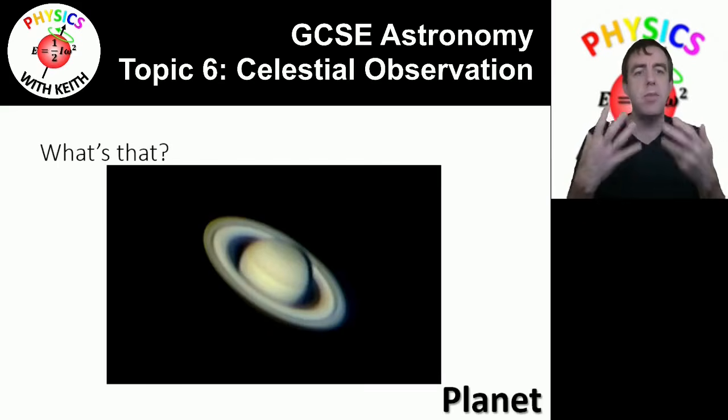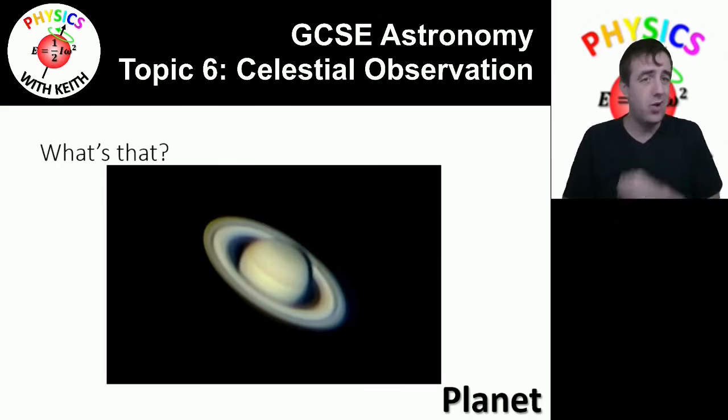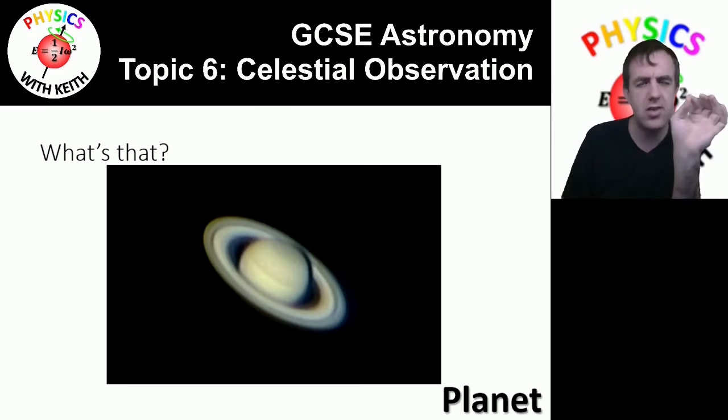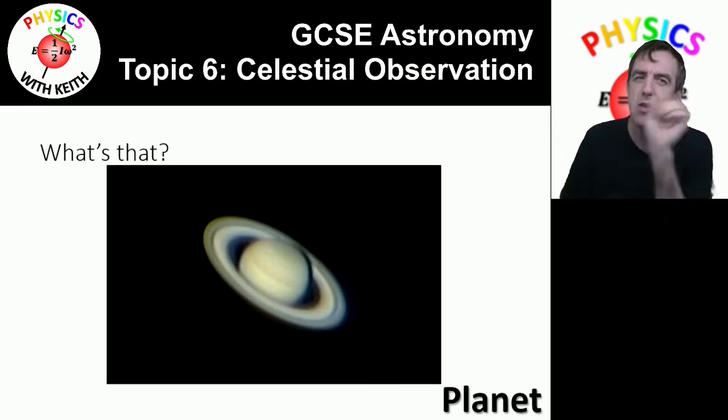We can see planets, but with the naked eye, they don't look like this. You can see the Earth very easily from the Earth, just look down. But if you want to see other planets, they tend to look more like stars with a bit more angular size than other stars have. And of course, they don't twinkle.